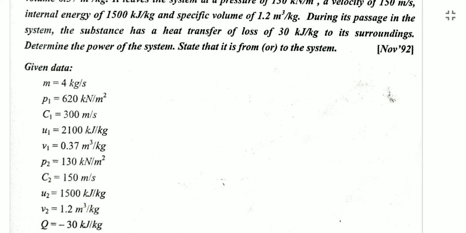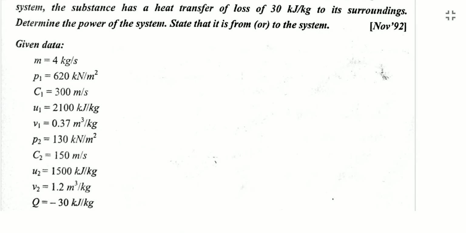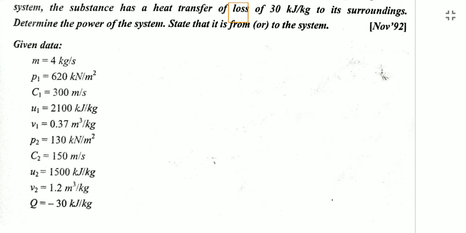During its passage, when the fluid is flowing in the system, the substance has a heat transfer loss. How much heat is lost? 30 kilojoule per kilogram of heat is lost by the system. Heat loss means we use the minus sign. Heat inlet means plus, and heat out from the system means minus. So minus 30 kilojoule per kilogram to its surroundings.